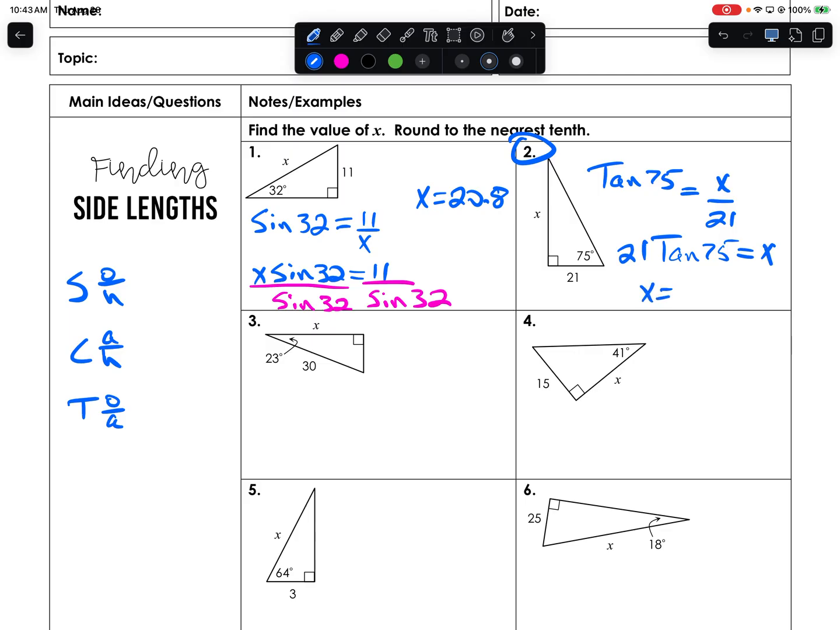78.4 is the correct answer. Good job. Right? Side lengths.